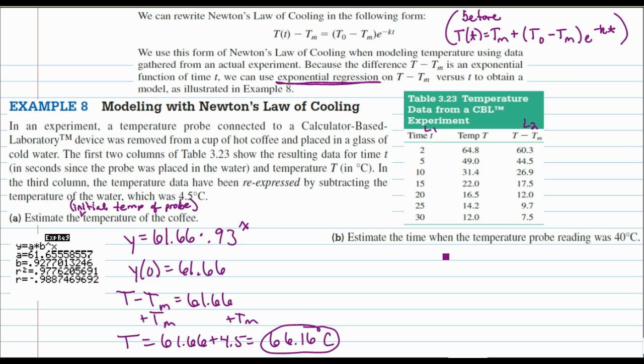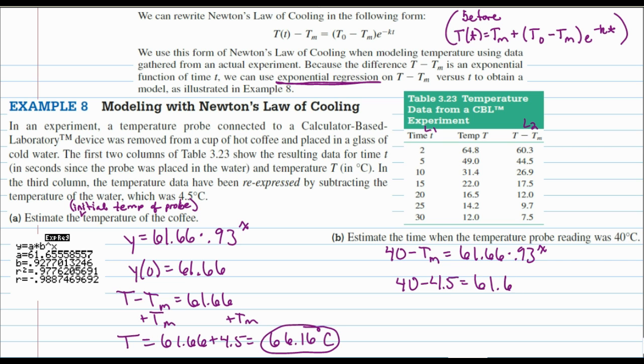Part B, estimate the time when the temperature probe reading was 40 degrees Celsius. So when the temperature probe reading was 40 degrees Celsius, again, I'm looking for when capital T was 40. So I'm looking for 40 minus T sub m equals the regression equation. I'm trying to find that T. 40 minus T sub m, well, that's 40 minus 4.5.